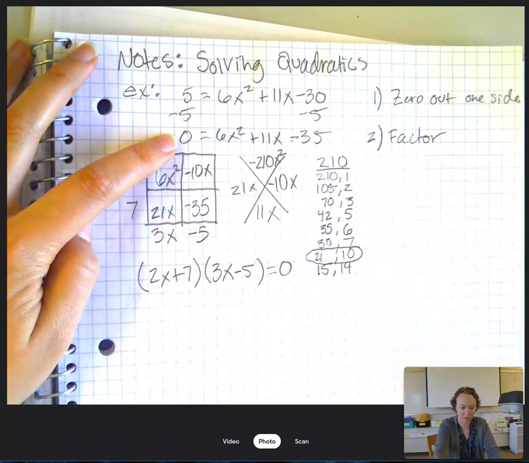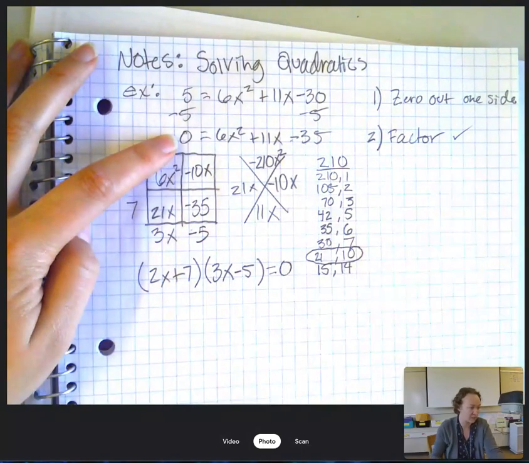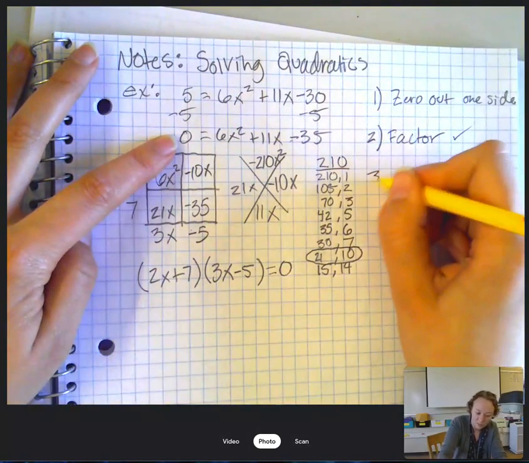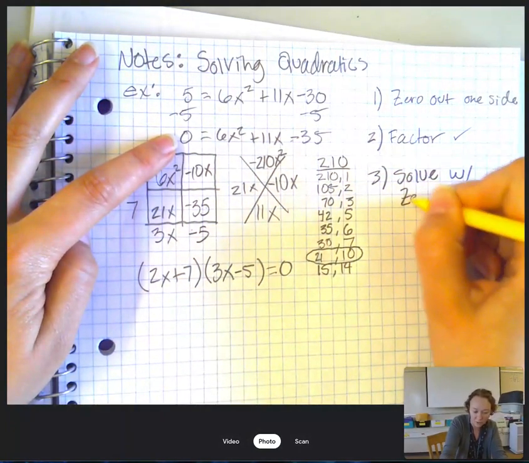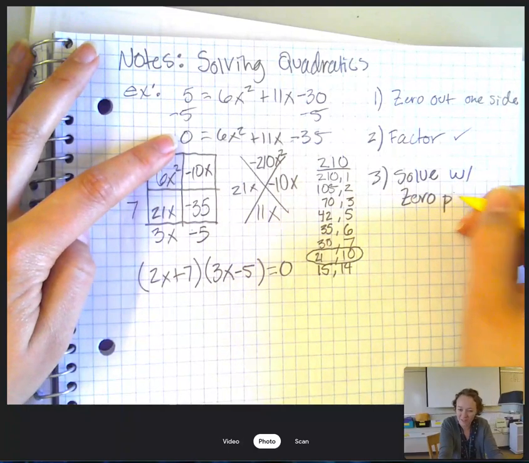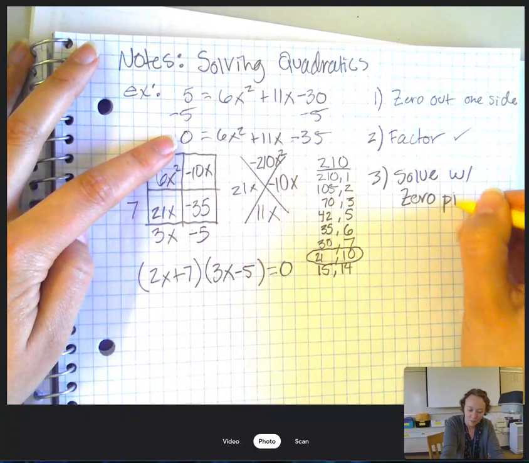That was a lot of work doing that factor step, but we did it. Okay, step 3 is to solve with the zero product property, just like if you're trying to find the x-intercepts of a parabola.